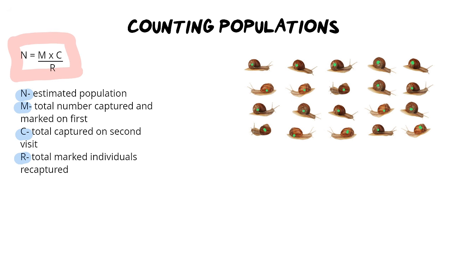So in my first capture, I have got, and let's put it into our formula, N equals 20 multiplied by, and now we're going to do our second capture. So I'm going to come back 3 days later, and I'm going to count my next group of snails. So I've gone out and I've caught my second group of snails, but you'll notice that this second group of snails has some that are counted and already have a little green mark on them, and then others don't.